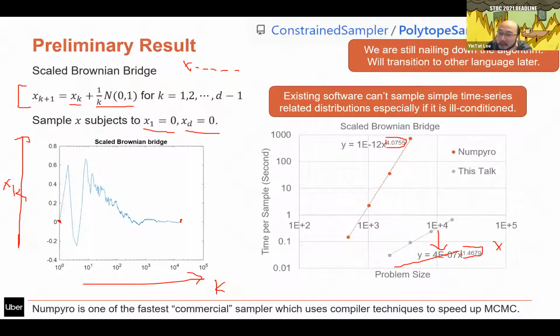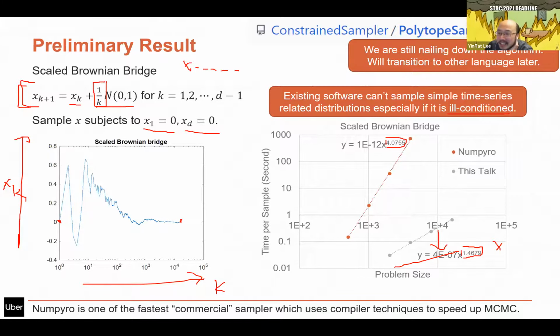But one thing I want to point out is you can think this is just a very simple time series model. There are many statistical models that involve a time series. But even for that simple time series model, if your dimension is large, existing software cannot really handle it well if they are ill-conditioned. The reason I pick 1/k here is to make the problem ill-conditioned.